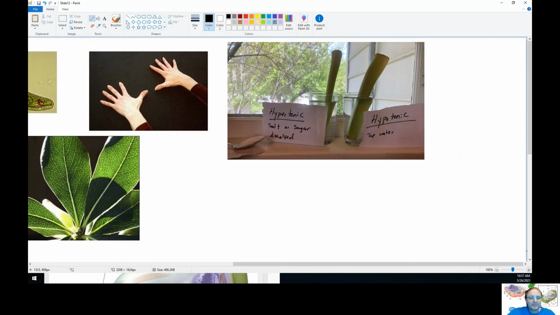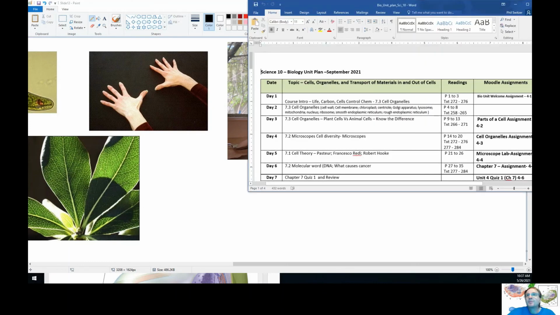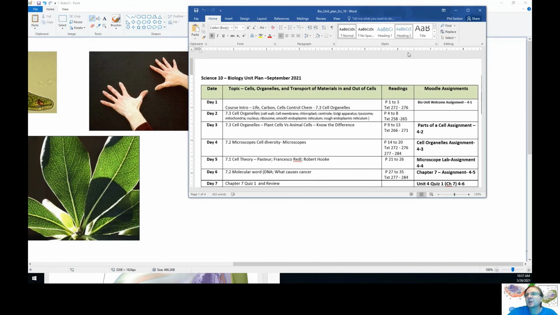Where you want to be in the course right now: we've just finished looking at cell organelles. So what makes life work? All of the cell organelles, you need to know those. Know the difference between plant and animal cells, specifically those organelles we looked at today. And you'll be able to do the parts of a cell assignment today. Finish the reading on cell organelles if you haven't, and the pages are right there.